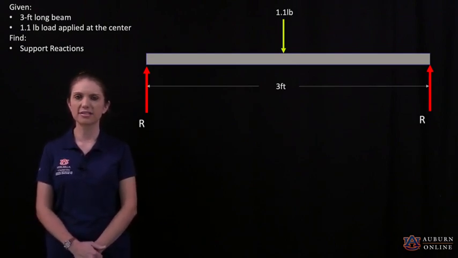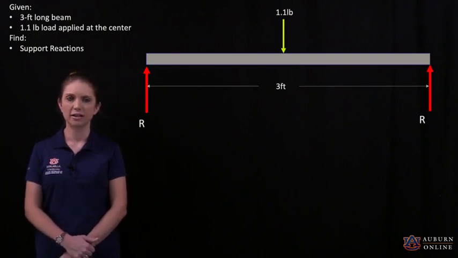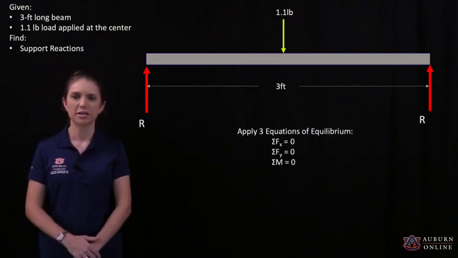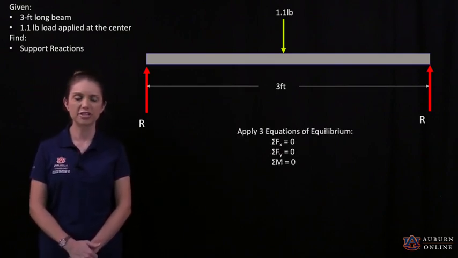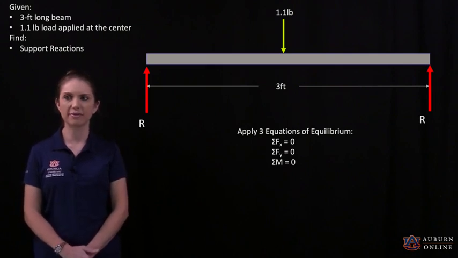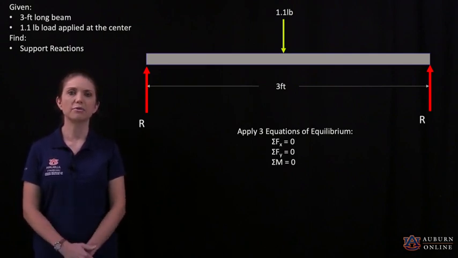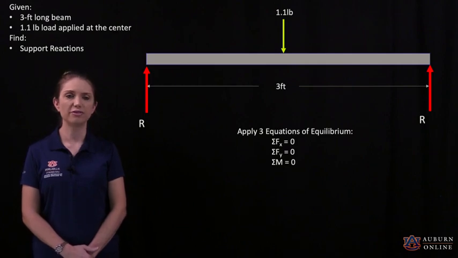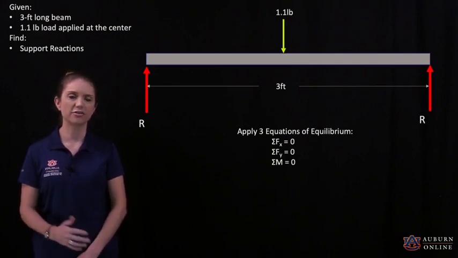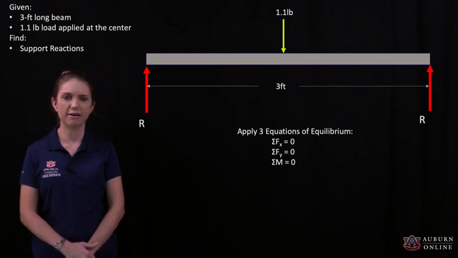So basically the process for calculating support reactions of a beam is based on the premise that beams are in equilibrium. So we'll apply the three equations of equilibrium to solve for those support reactions, whatever they may be. For this particular example, we're going to start with a 3-foot long beam. We've got a 1.1 pound load in the center of that beam. And we're going to calculate the support reaction on the left side and the right side of that beam.